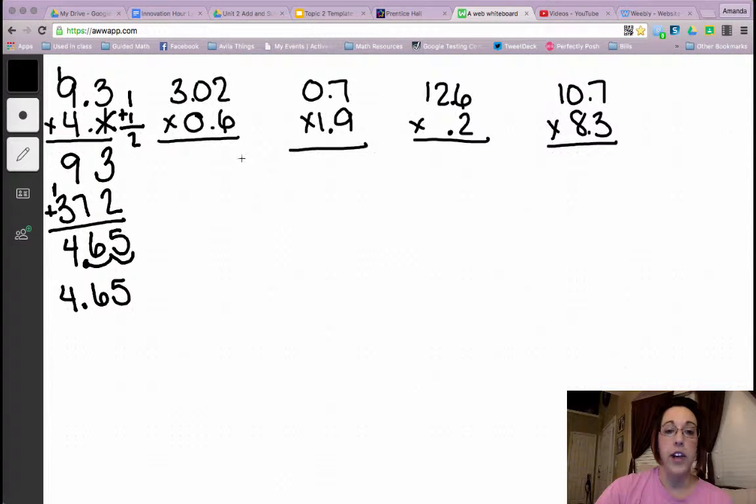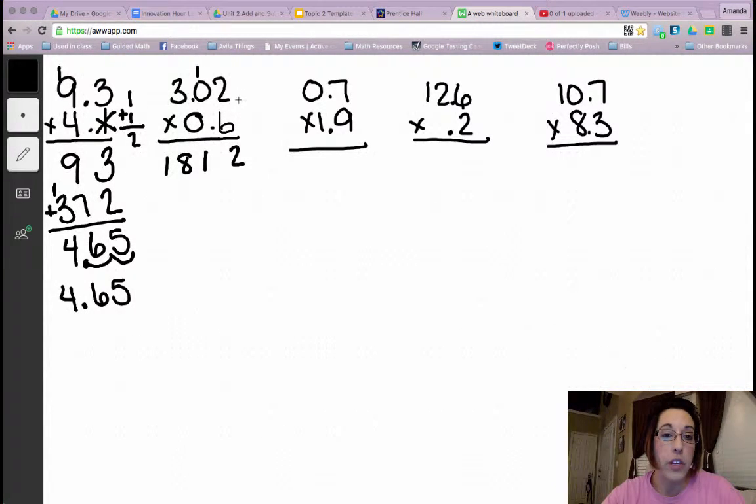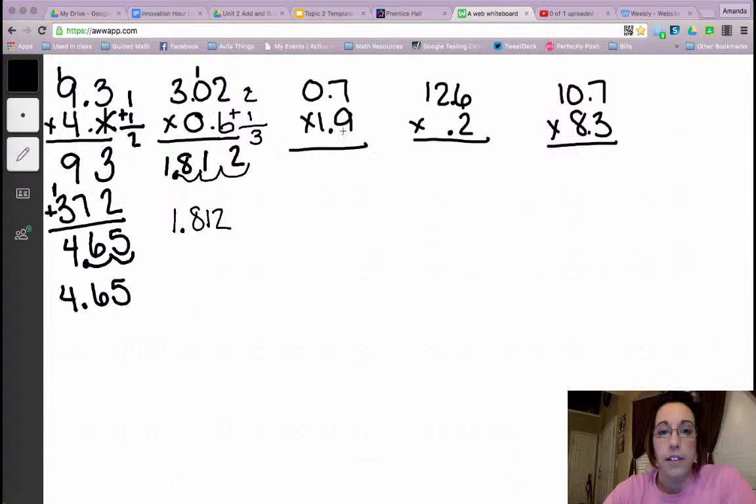Let's look right here and try the next problem. 6 times 2 is 12, so regroup. 6 times 0 is 0 plus 1 is 1. 6 times 3 is 18. All we have left is a 0, so we can count our decimals. Top row has 2. Bottom row has 1. 2 plus 1 is 3. We start at the end, go over 1, 2, 3. And our answer is 1 and 812 thousandths.